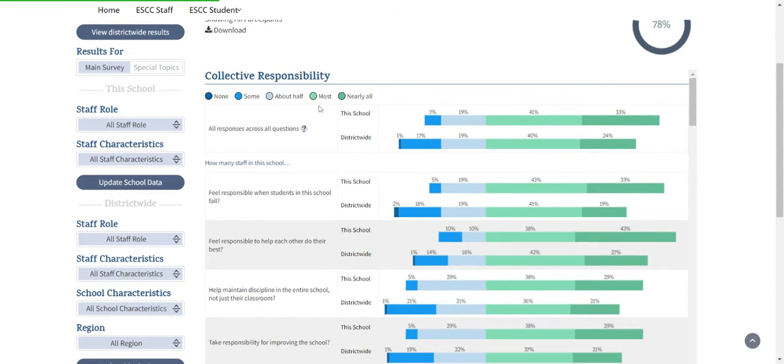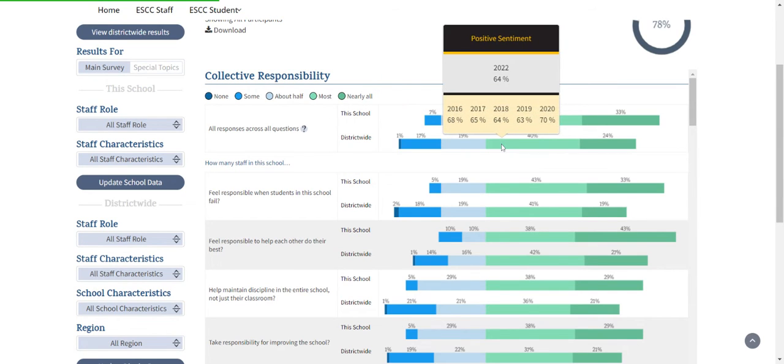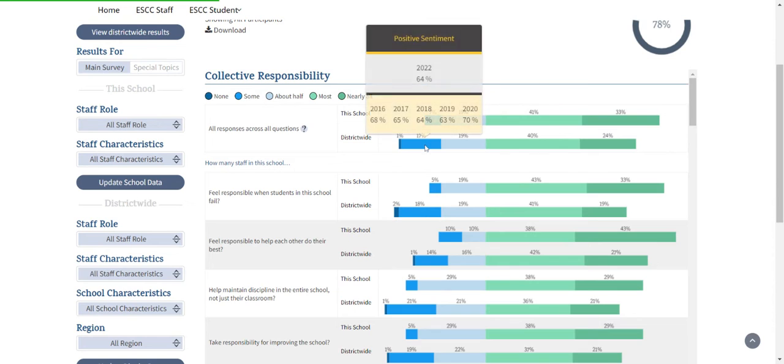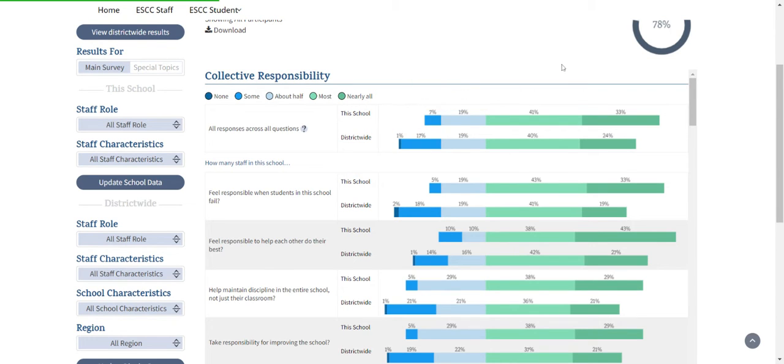And now I see the results for this school stacked on top of the results for the district. So this gives you a real quick look at how a school's staff are feeling about aspects of their school, and then allows you to compare that to how the district is feeling about their schools.